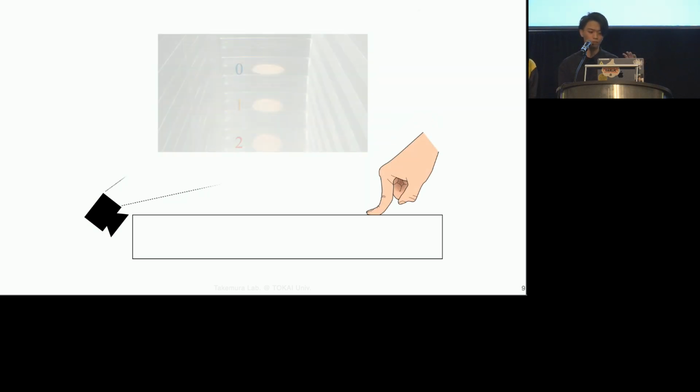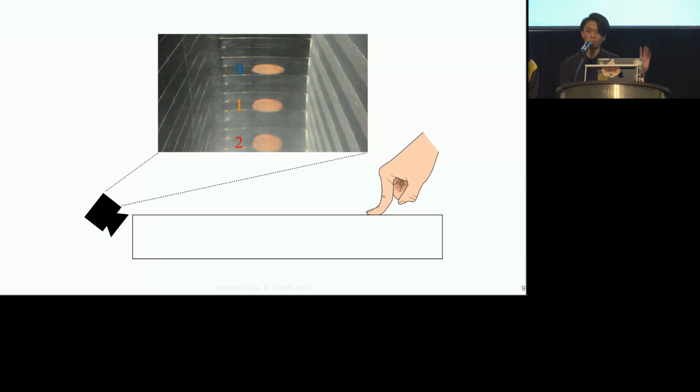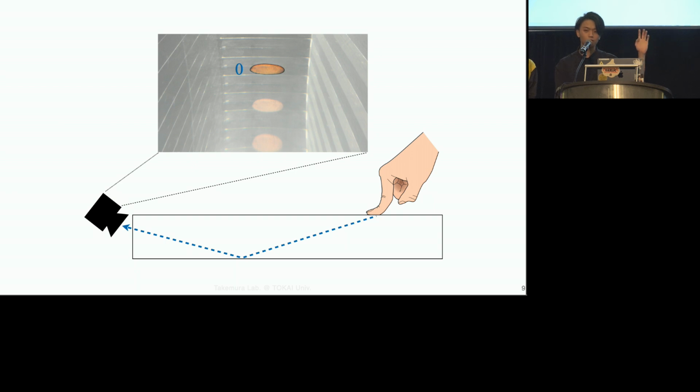Now I want to move on to the rough principle of our RFTIR. When we use a camera to observe the side of the transparent panel and touch the surface, multiple finger images will appear. And these come from light rays with different numbers of reflections and angles. And we use these features to estimate the touch position.